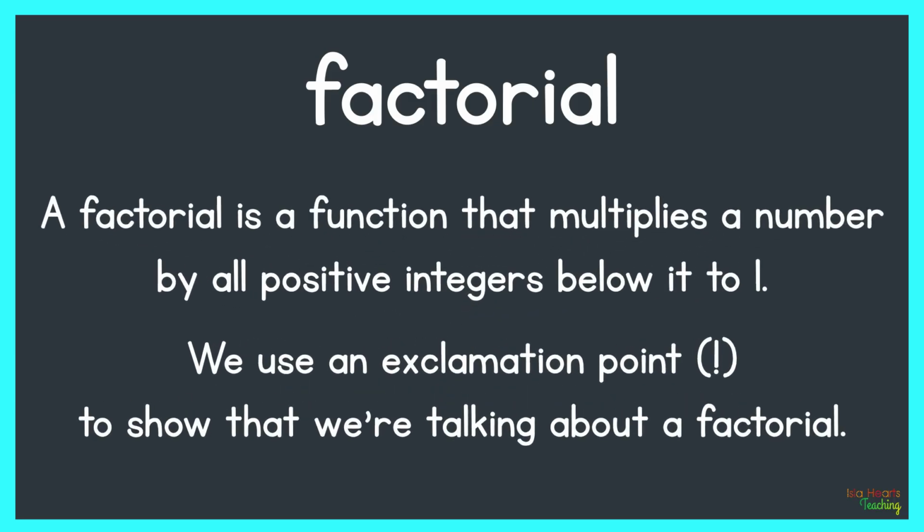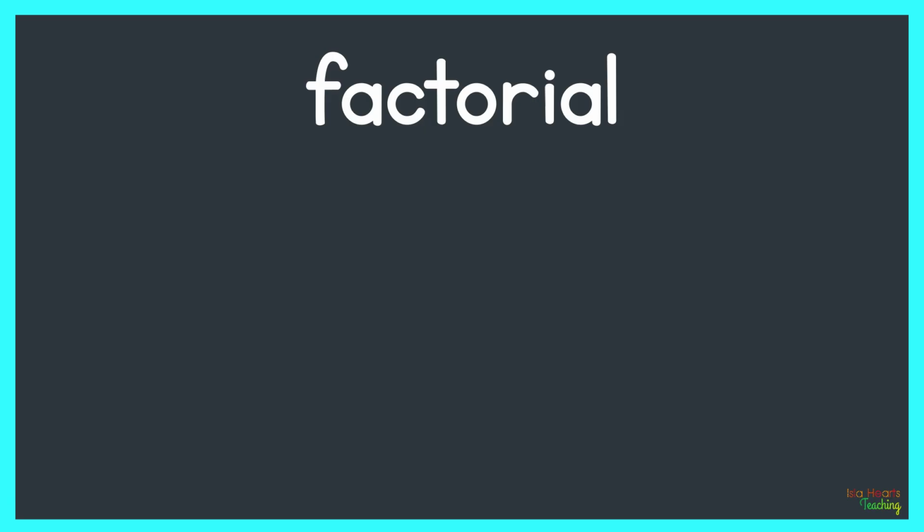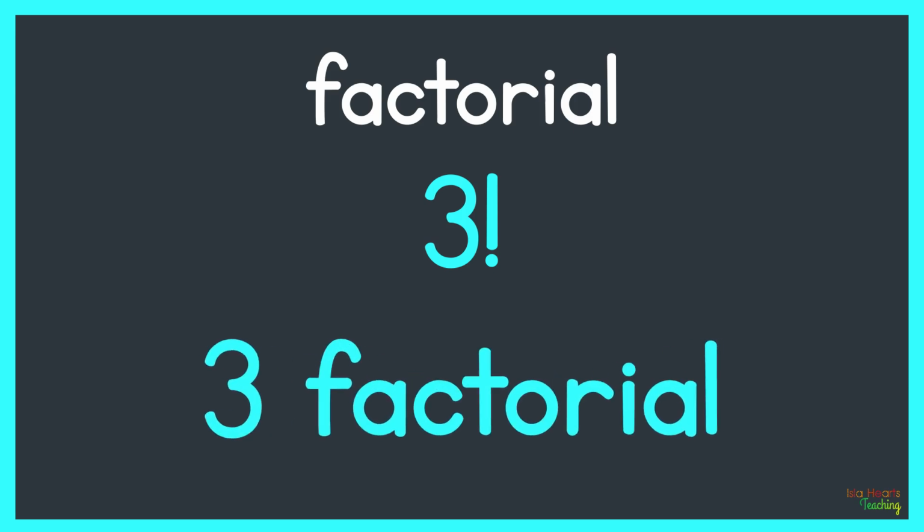A factorial is a function that multiplies a number by all positive integers below it to 1. We use an exclamation point to show that we're talking about a factorial. Here we have an example of what a factorial looks like. You read this as 3 factorial.